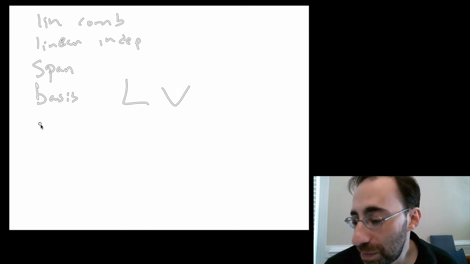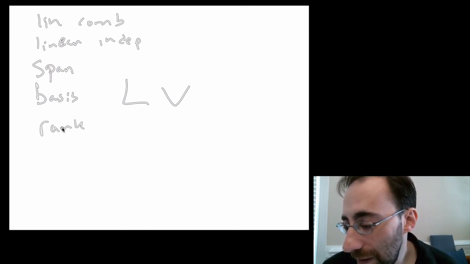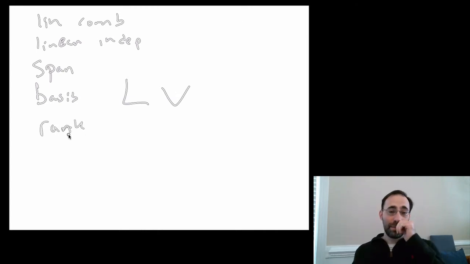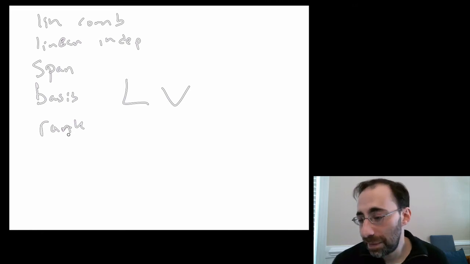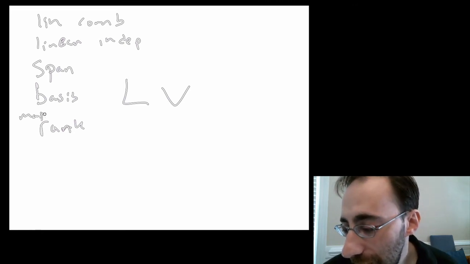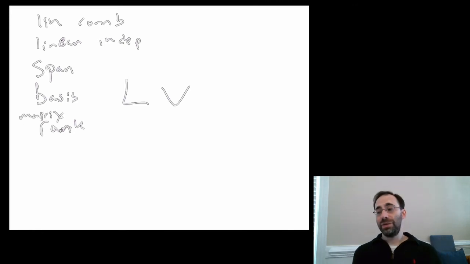Now, span, basis, what else? Rank. Matrix rank is the number of linearly independent rows or columns in a matrix. And this connects to linear independence and so on. So there you go. That's what we've done so far. There are the concepts.